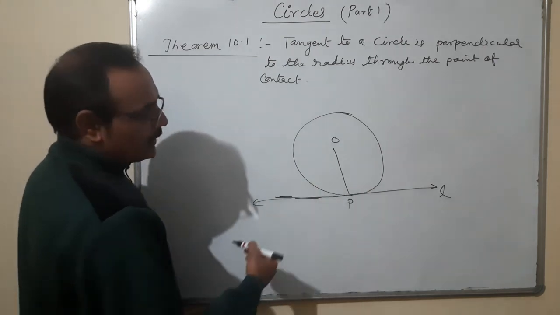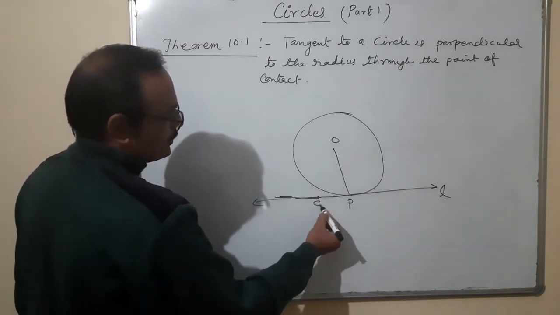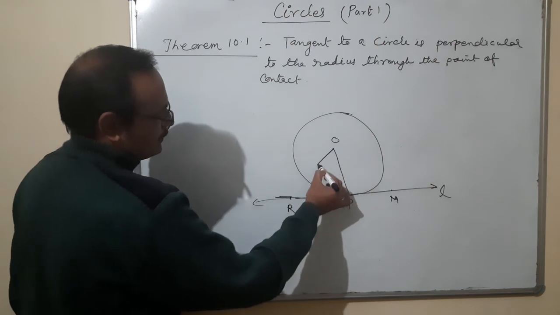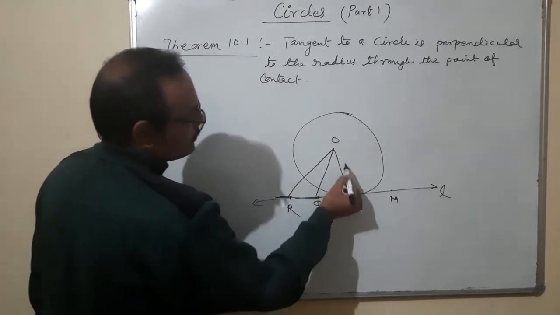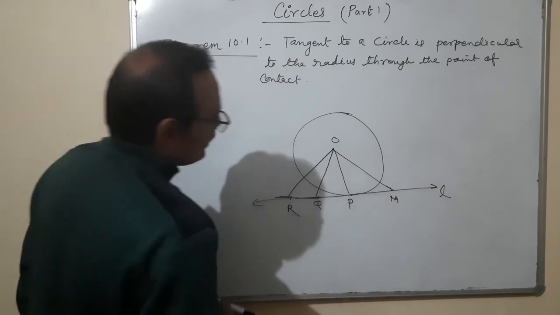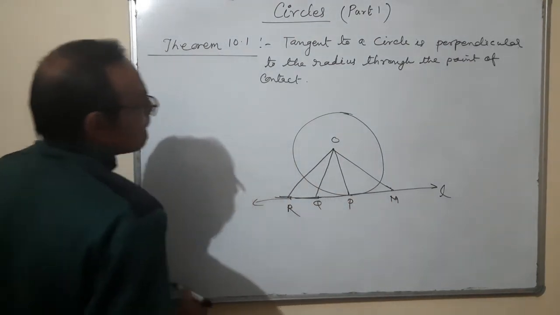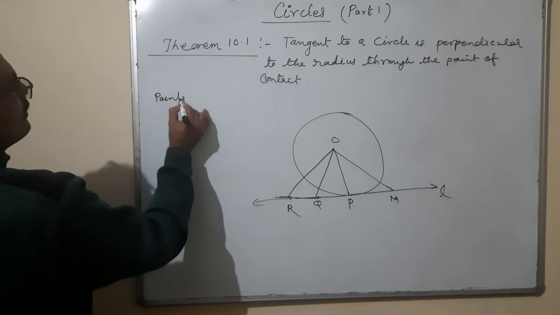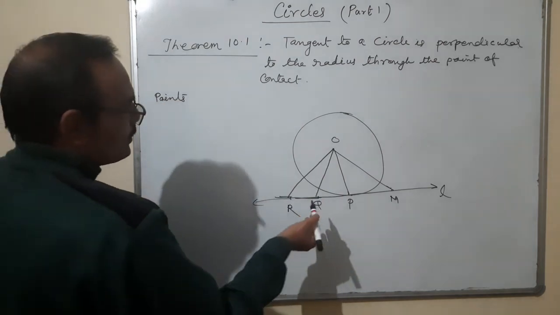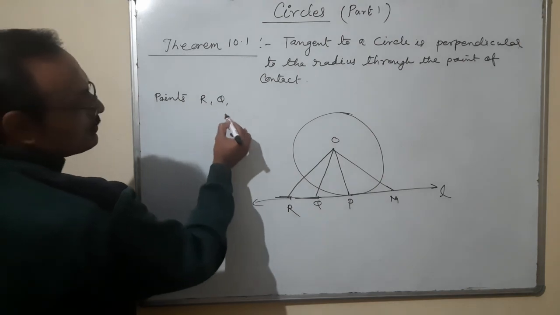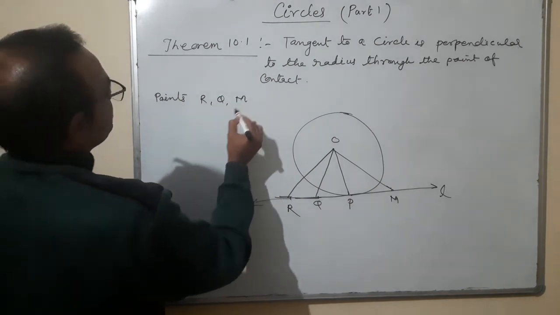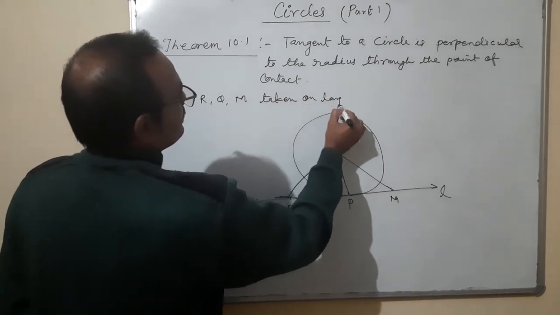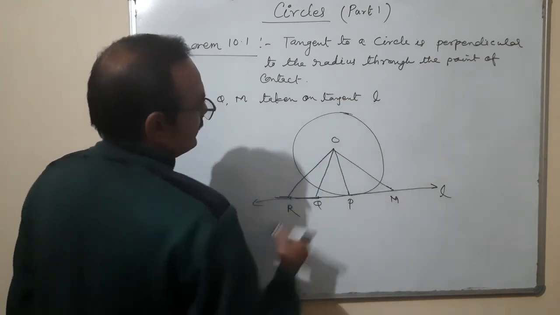I will take some points on the line. Let the points be Q, R and M, and join them: O to R, O to Q, and O to M. So what I have done is that points R, Q, M are taken on the tangent L.